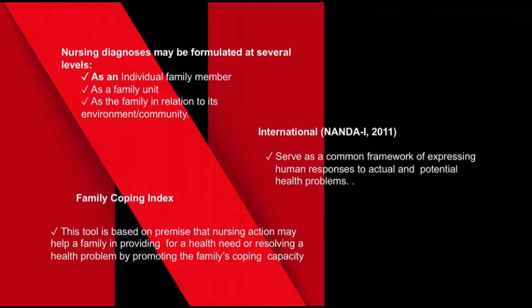Then the third is as the family in relation to its environment or community. Then the second one is at international. According to NANDA 2011, it serves as a common framework of expressing human responses to actual and potential health problems. Then the last is Family Coping Index. This tool is based on the premise that nursing action may help a family in providing for health needs or solving a health problem by promoting the family's coping capacity.